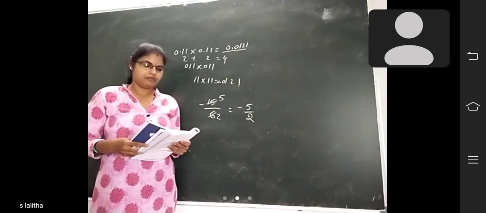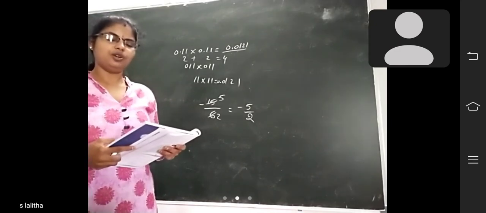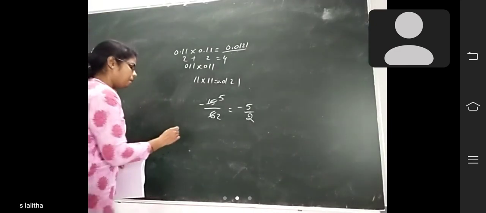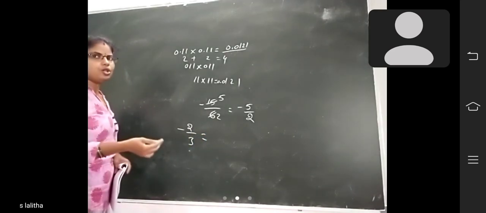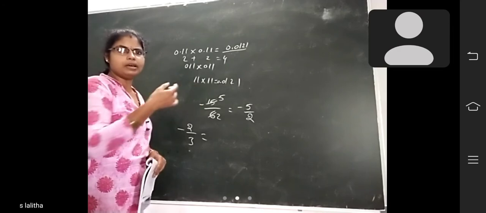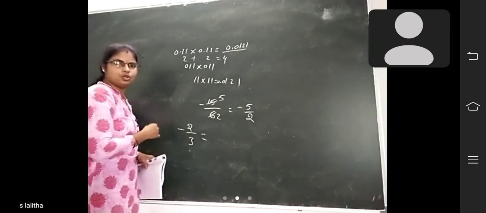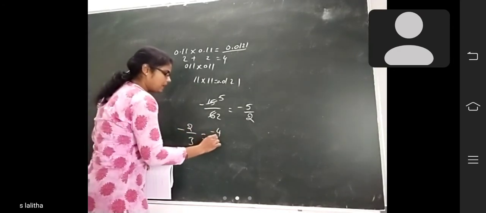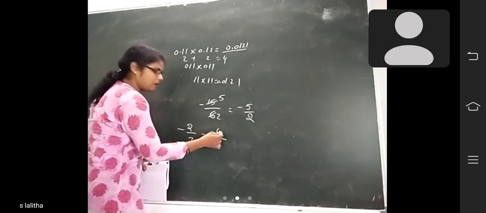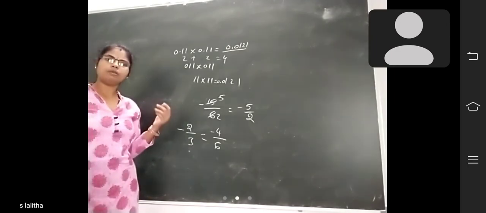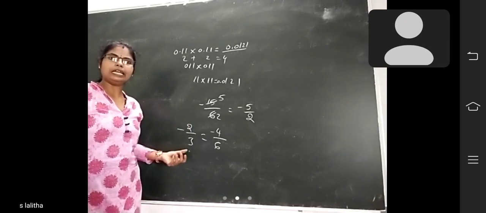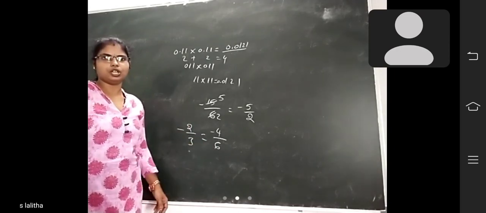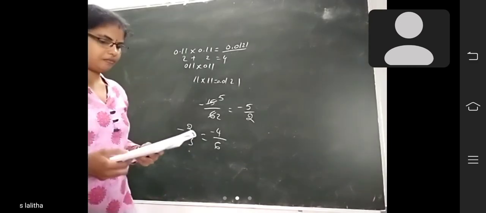Next. Third one. The equivalent fraction of minus 2 by 3. You have to write the equivalent fraction for this one. You should multiply both numerator and denominator by any number. I will multiply by 2. 2 into 2, how much? Minus 4. 3 into 2, how much? 6. Minus 4 by 6 is an equivalent fraction of minus 2 by 3. Okay, equivalent fraction means what? You should multiply one number with both numerator and denominator. Then we will get an equivalent fraction. Okay, minus 4 by 6.